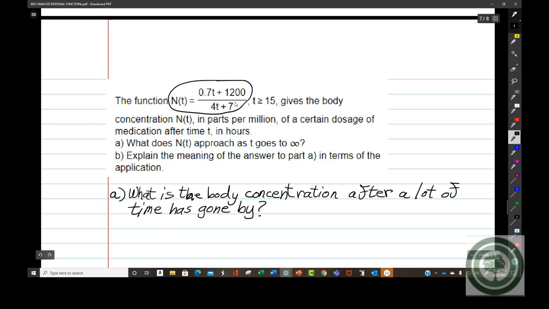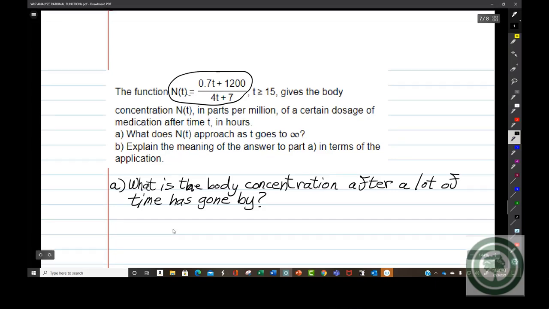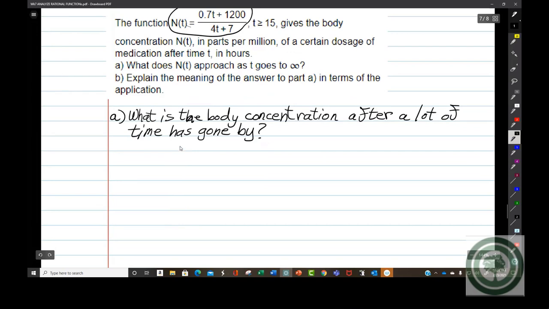What you want to know, since you're the medical professional, is how much of this drug is going to stay in the people's body maybe after a couple of days, after 24 hours, 48 hours. Because you care. That's what the horizontal asymptote is. Whatever letter you've got acting like an X, what happens when that gets really, really big? Here we're dealing with the concentration of a drug in the blood system, in the body. So now we're asking this, what is the body concentration after a lot of time has gone by? We have to find the horizontal asymptote. That will tell us.